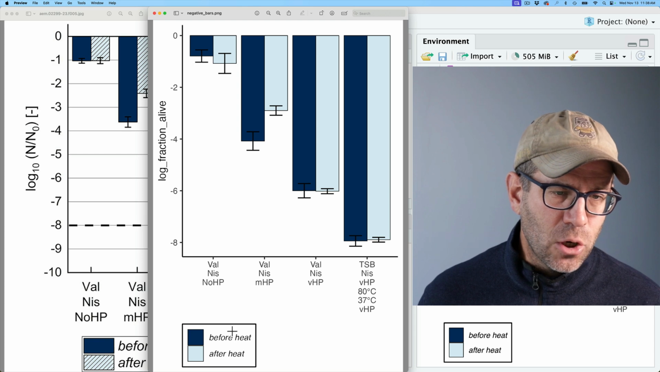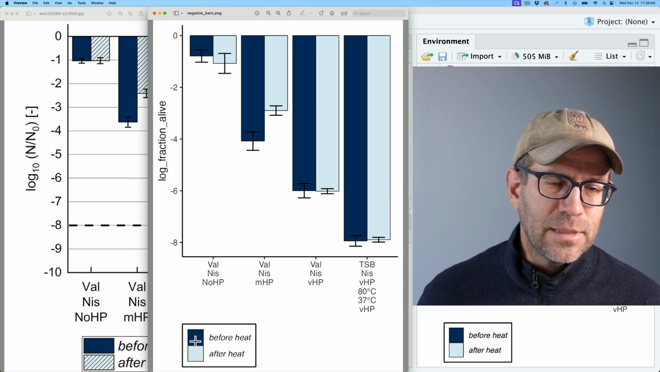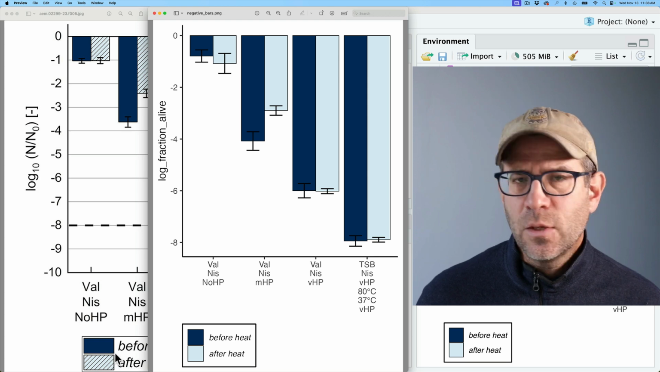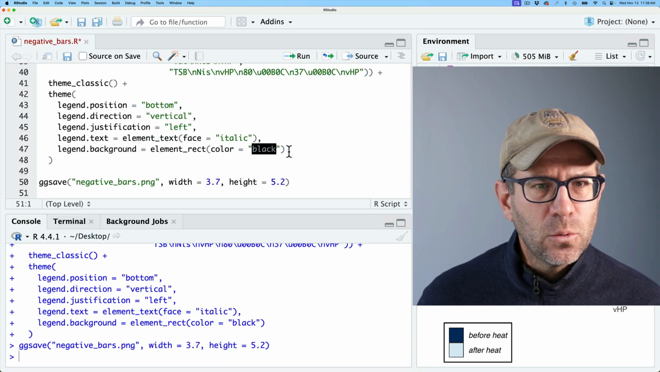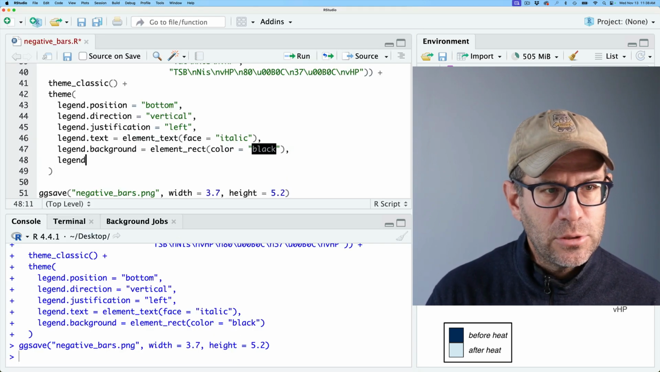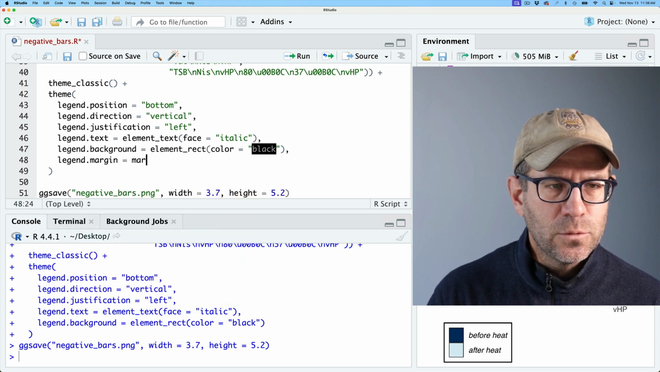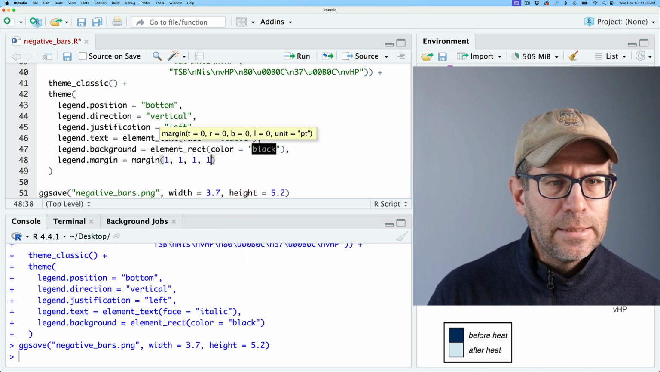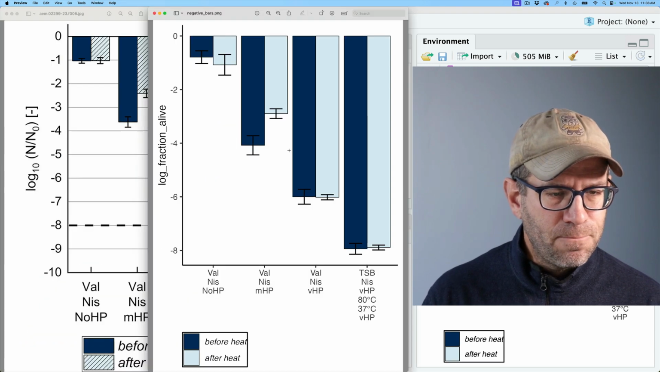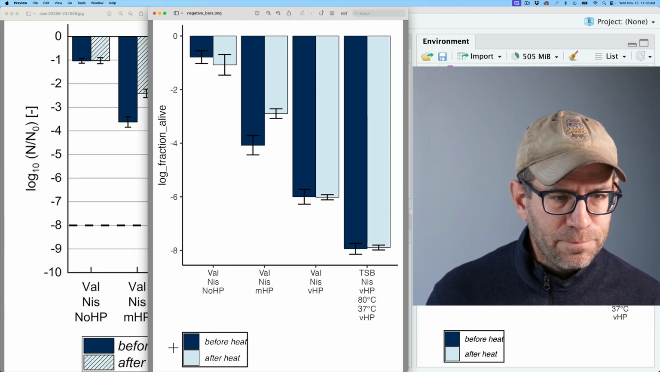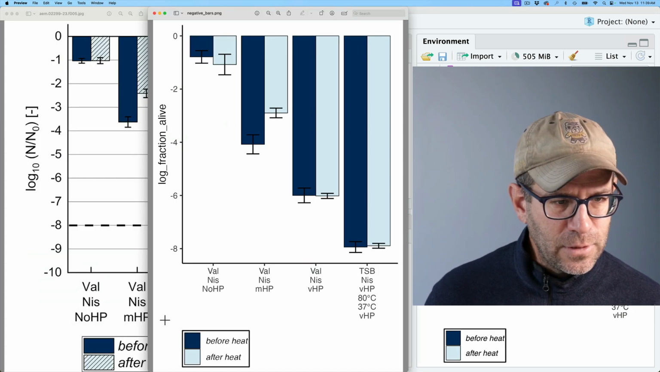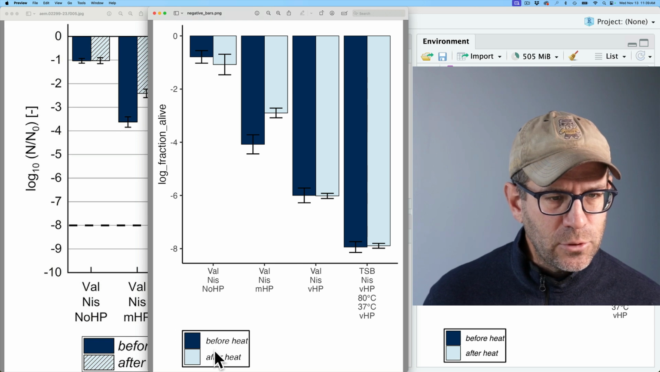The padding or the margin around the box compared to the keys and the text seems a bit wider than what they had in the original. So we can modify that by doing legend.margin equals margin. Let's put it at 1 all the way around and see what that looks like. So that's pretty tight. Maybe we can be a little bit wider. So let's try 2's all the way across. So I think that looks pretty similar.